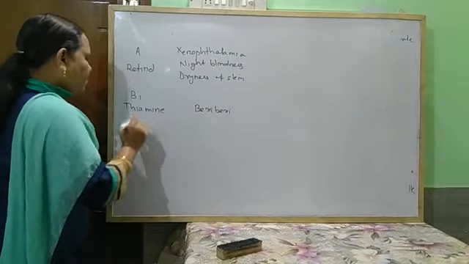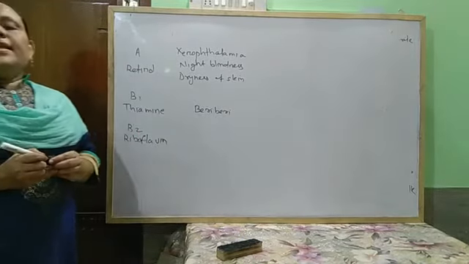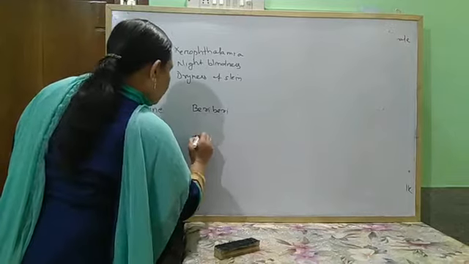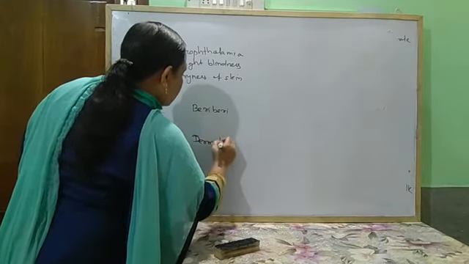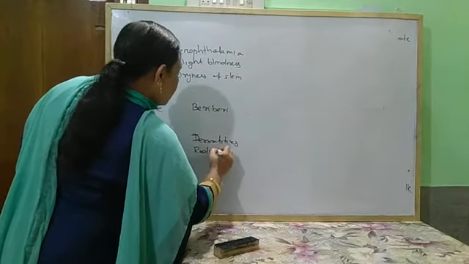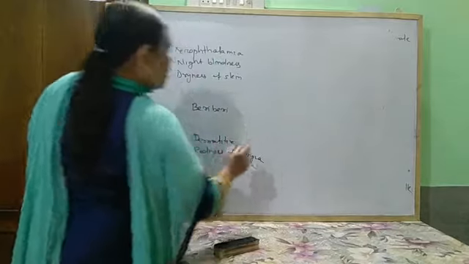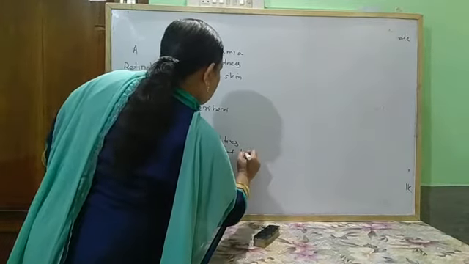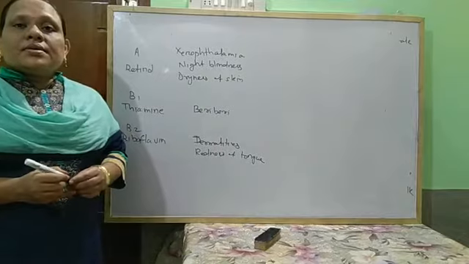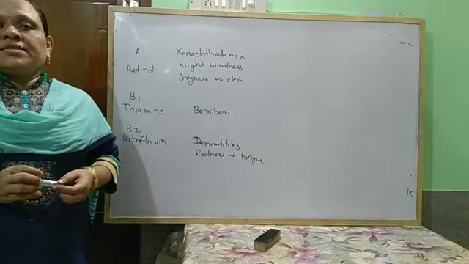Next vitamin B2, known as riboflavin, and the deficiency disease is generally dermatitis and redness of tongue. Deficiency of this is also responsible for mouth ulcer, etc.